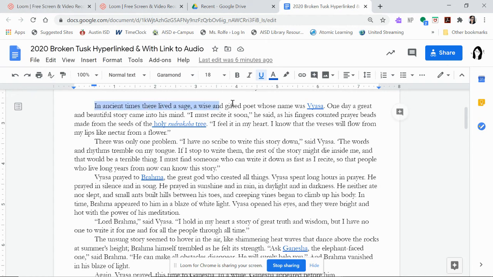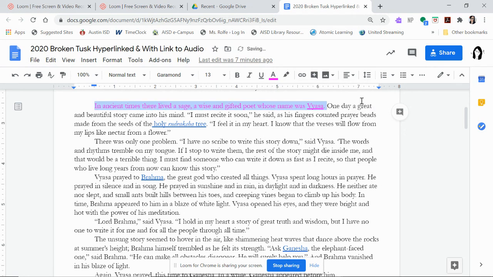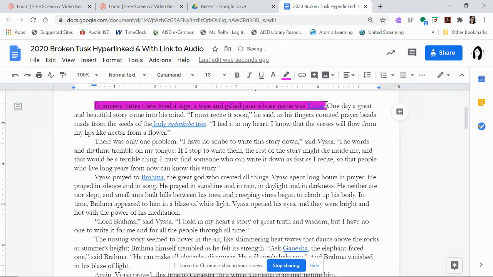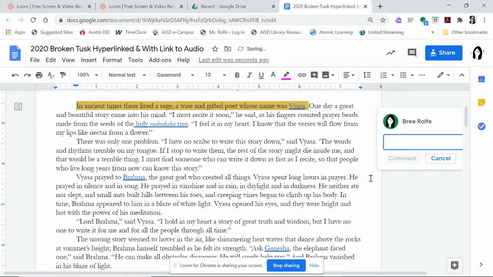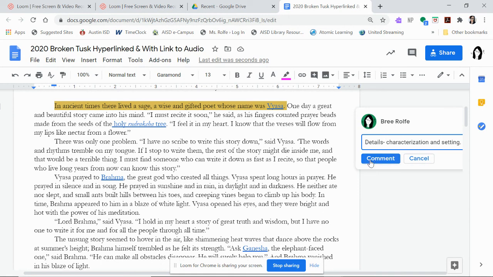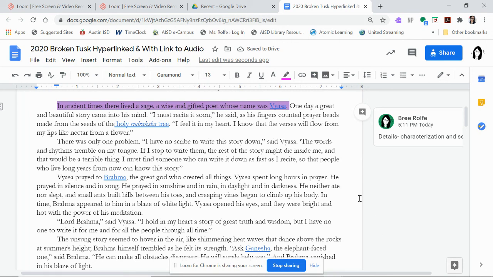So this first sentence here, I'm going to highlight in pink, or as close to pink as I can get. Let's use this purple. Oops, I messed up already. We want to use the highlight. Here's the highlight color. I'm going to label that as a detail, and the detail is characterization and setting. It establishes who one of the characters in the story is. Vyasa is a poet, and it's in ancient times.